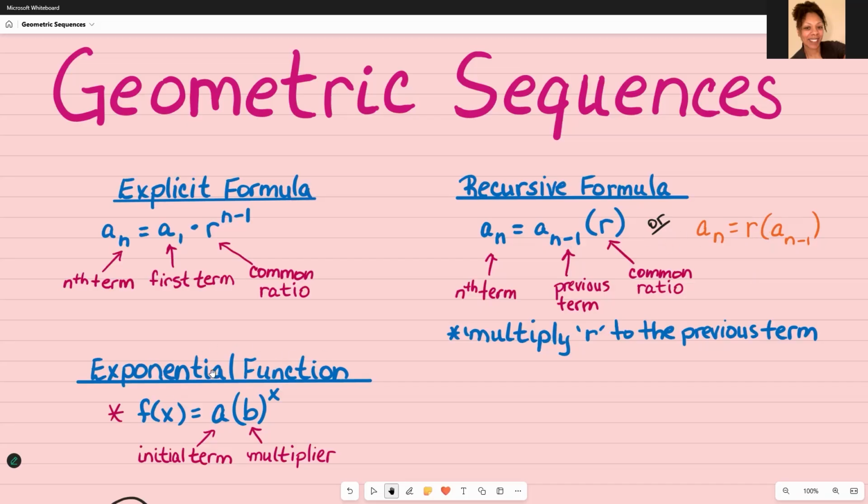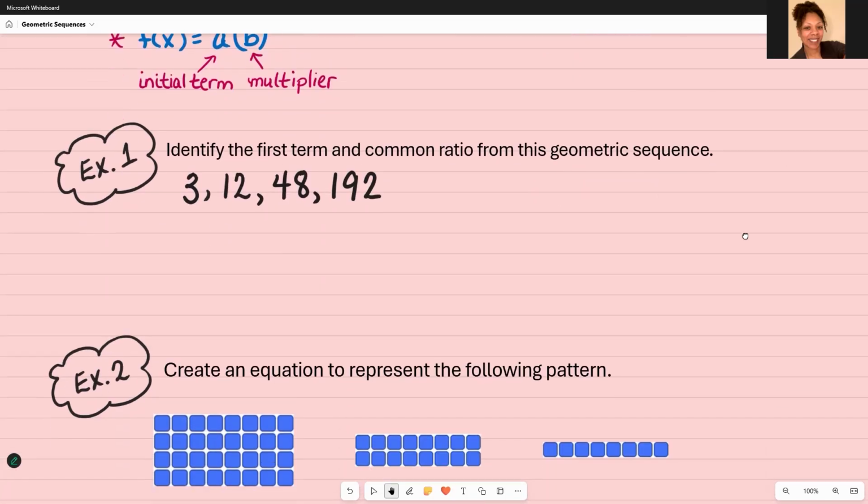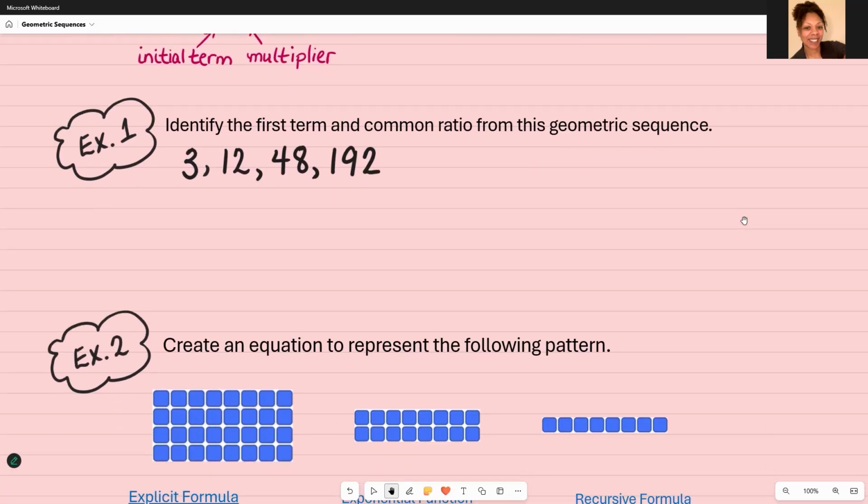For your exponential function, we're used to using A as our initial value, which is when we have our y-intercept, but be careful in some of these situations when we're asking for A, we may be asking for the first term, so that means x is not 0, it's going to be 1. Be aware of that.